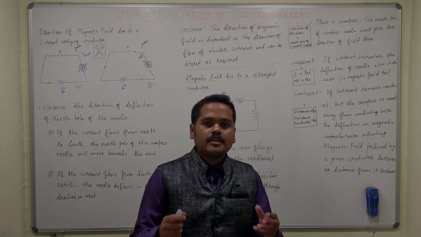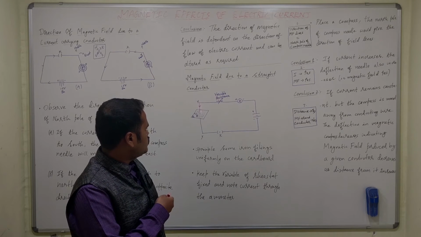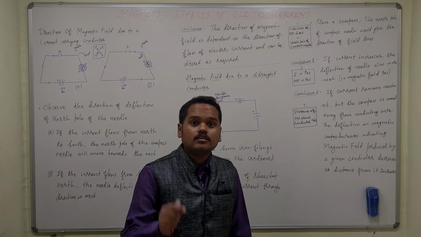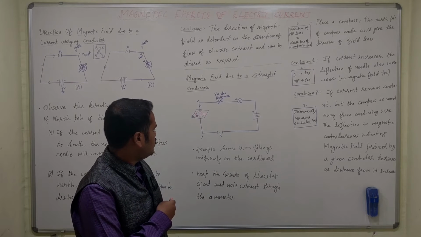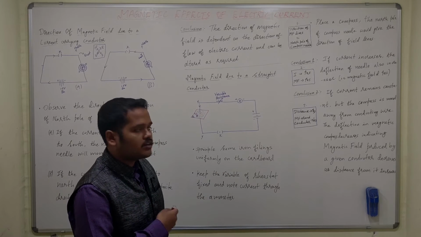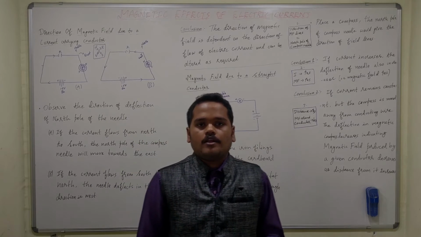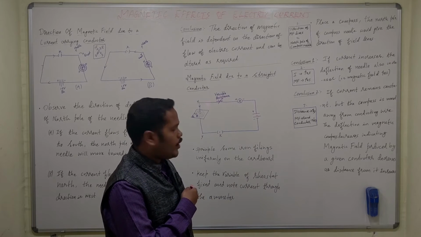When you sprinkle iron filings and the key is switched on, the current starts to flow and these iron filings will arrange in a specific pattern of concentric circles, right? So concentric circles are formed in the cardboard. Now the key is switched on and the current is flowing.